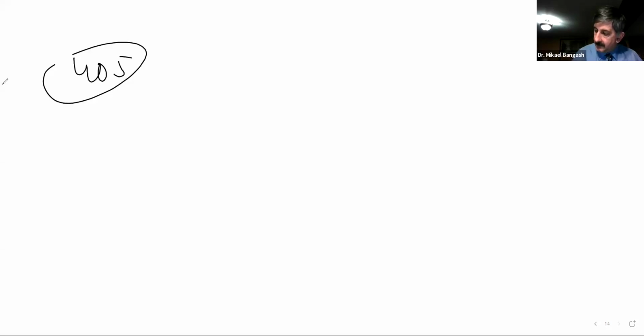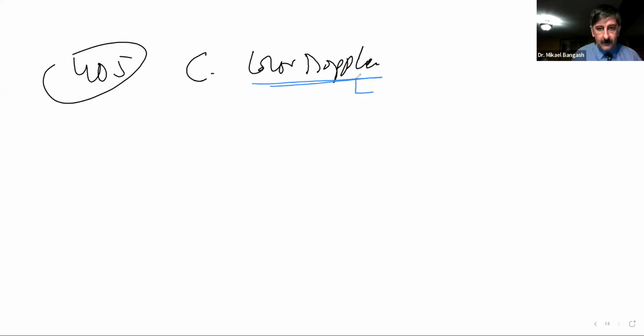Which of the following imaging modalities has the poorest temporal resolution? Now it's probably a little bit too early to say how and why, but it's going to be color Doppler. Mainly, guys, what we will see once we do Doppler is that color Doppler requires more info.